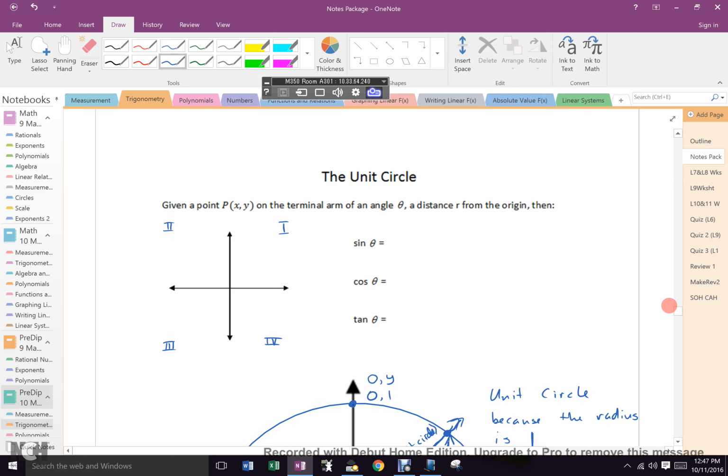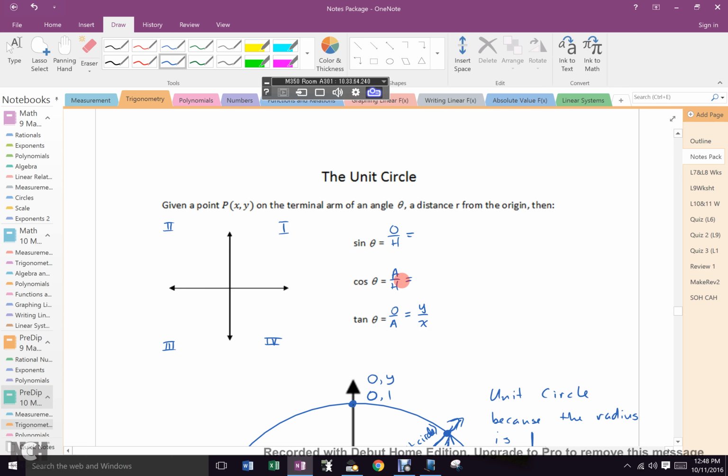What do you already know about sine, cos, and tan? Before today, what did you already know? What is sine? O over H. What is cos? A over H. What is tan? O over A. Now, what did you just learn about tan? It is also what? Y over X, correct?